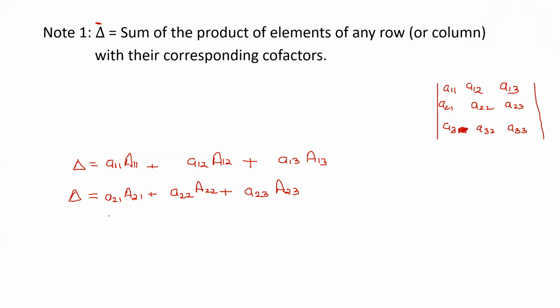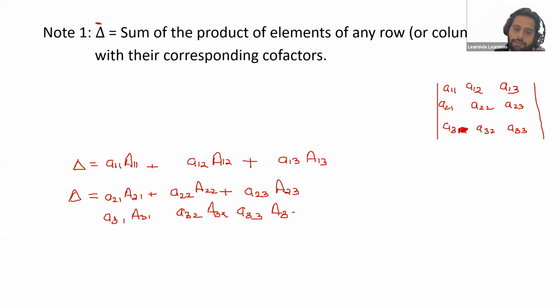Then if I select the third row, A31, A32, A33, and we are multiplying this with the cofactors A31, A32, A33, and we add it, then what will we get? Determinant. Again, determinant. We have selected the third row, we have multiplied with its own cofactor, so we will again get the value of the determinant.